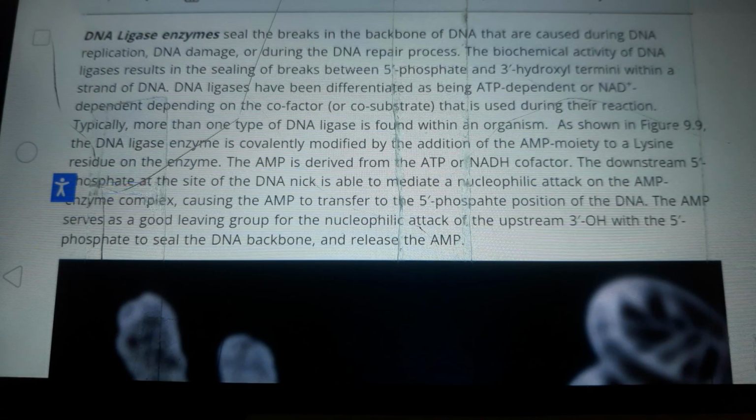DNA ligase enzymes seal the breaks in the backbone of DNA that are caused during DNA replication, DNA damage, or during the DNA repair process. The biochemical activity of DNA ligases results in the sealing of breaks between 5' phosphate and 3' hydroxyl termini within a strand of DNA. DNA ligases have been differentiated as being ATP dependent or NAD+ dependent, depending on the cofactor or co-substrate that is used during their reaction. Typically, more than one type of DNA ligase is found within an organism, as shown in figure 9.9.